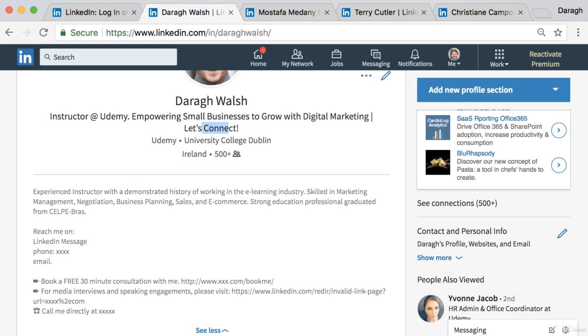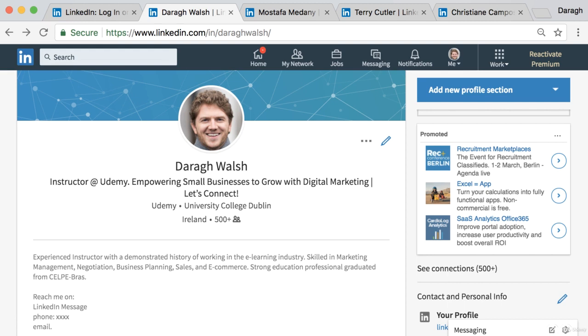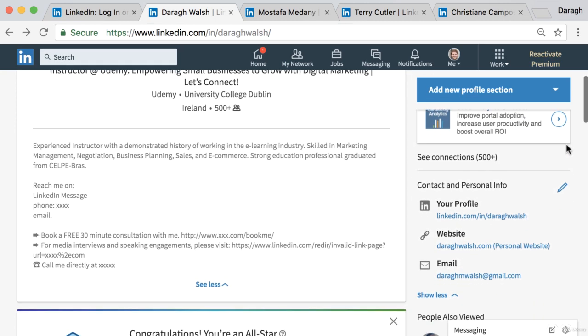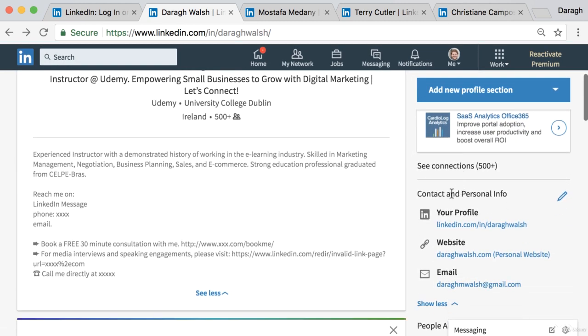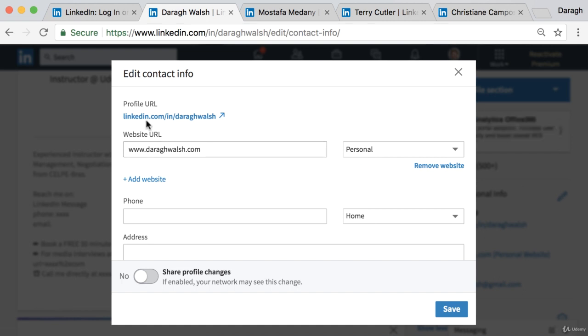Now, we've already looked at 3 of the 5 things that you can do: adding the profile image, headline, and summary. And now we're looking at the 4th thing that you can do to generate more leads or grow your presence on LinkedIn, and that is to create a custom URL. I've already done it here, but you're going to find this option in the sidebar under your contact and personal information. And down here, you can create a customized URL for your LinkedIn profile.